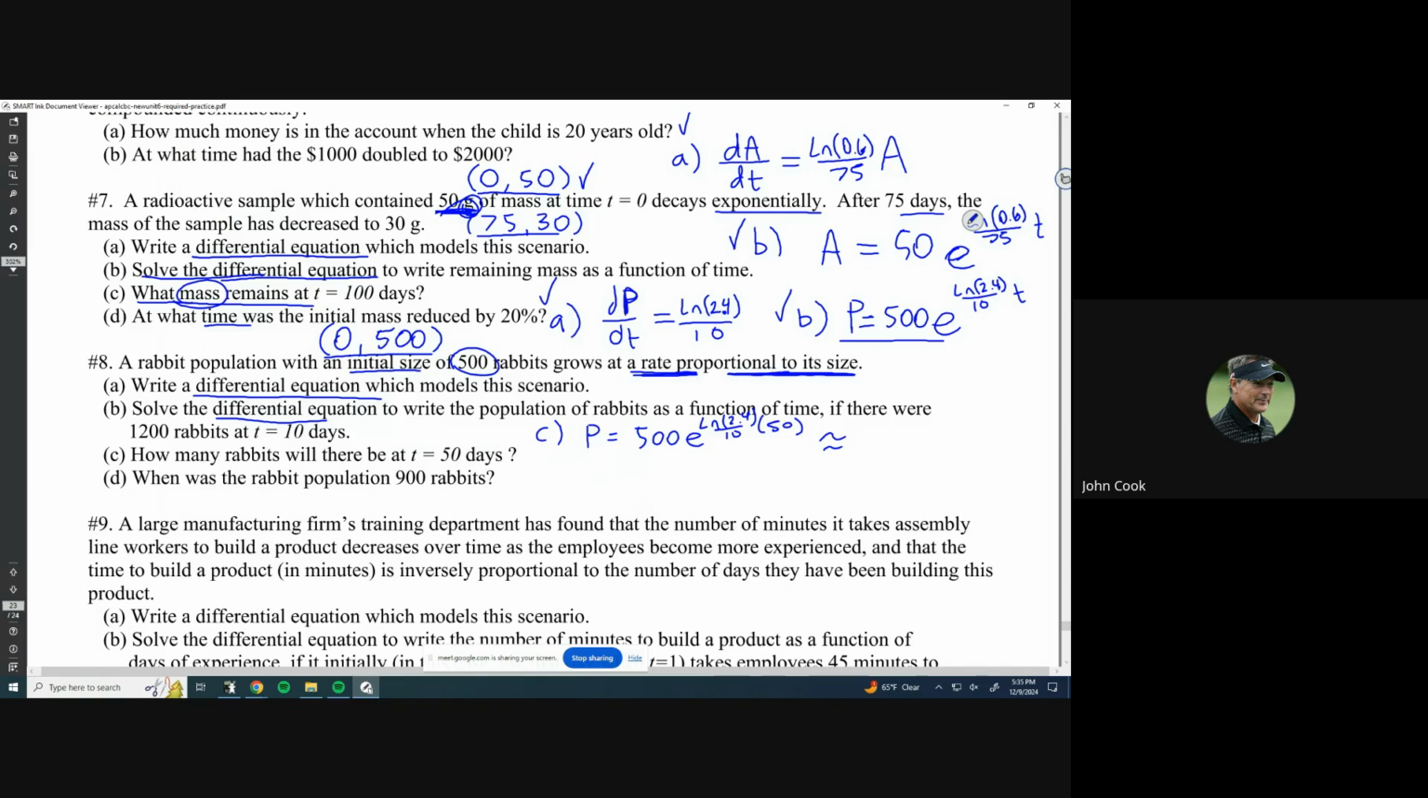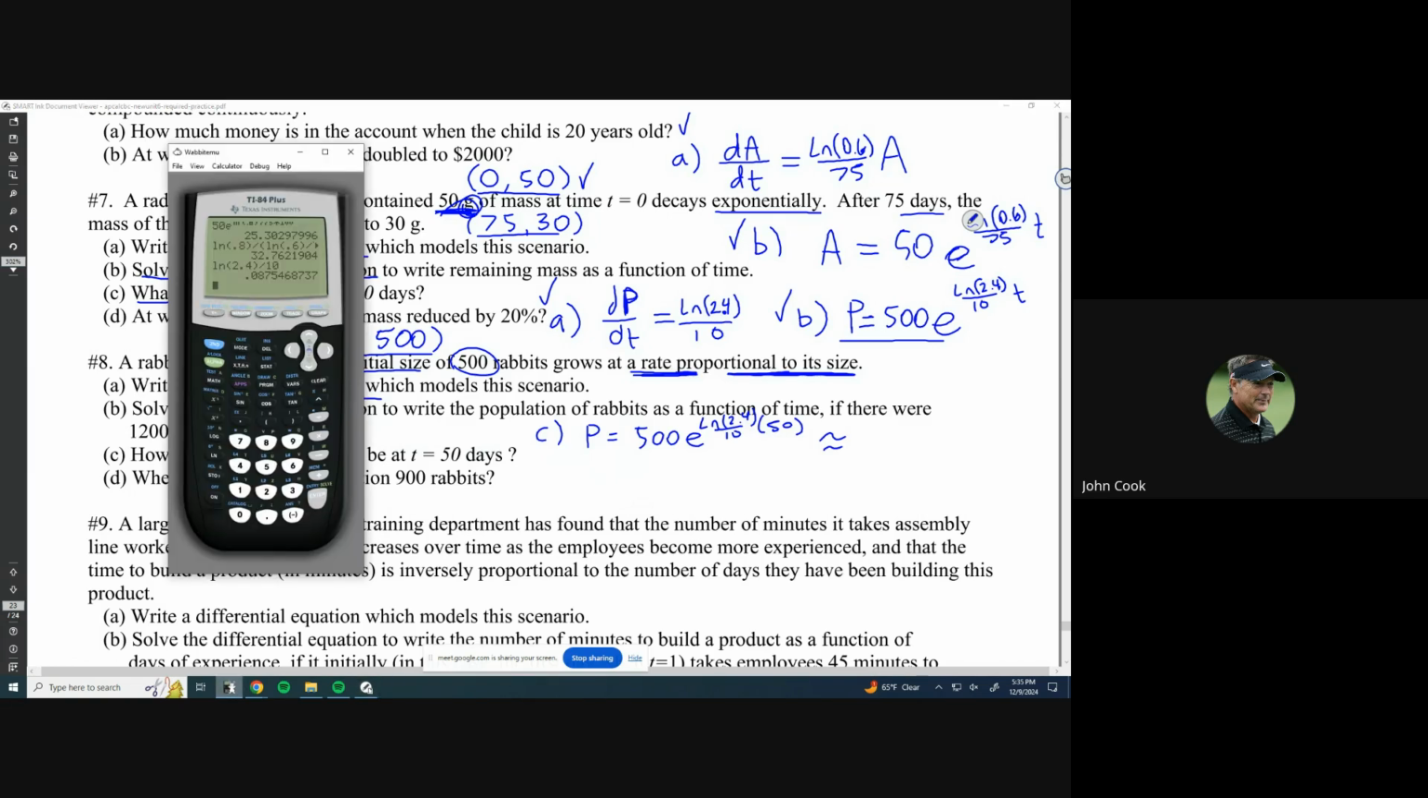So maybe, let me think, how many rabbits will there be at t equals 50 days? Let's round down to the nearest rabbit, okay? So we're just going to round down in this case just because we want rabbits. And I don't think that it'd be prudent to talk about like 0.28 of a rabbit or something like that. That'd be kind of weird. So let's just stick to the lowest possible rabbit.